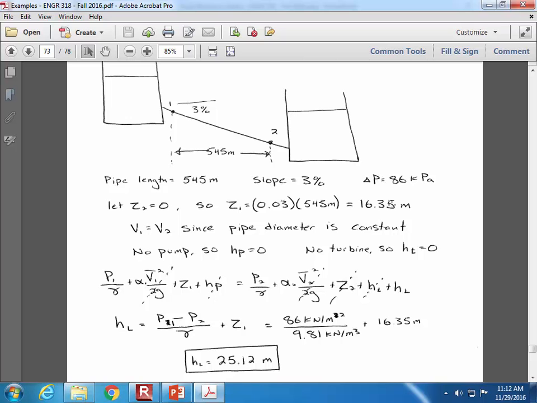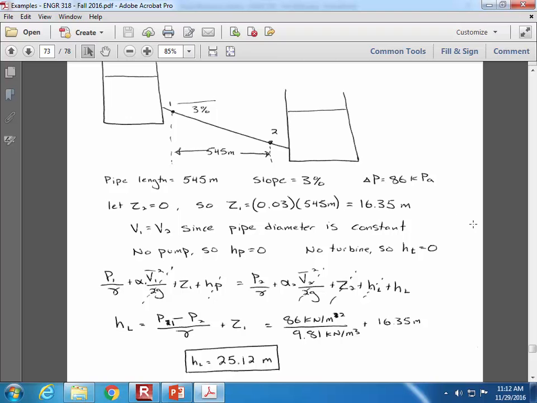Now we already talked over the bit about the velocities being the same. There's no pump, no turbine. So both of those terms are going to cancel out. Rearranging the energy equation to solve for head loss, it's just going to be the pressure difference divided by the unit weight and the elevation difference. So we're losing 25.12 meters of head as the water flows between those 2 points.